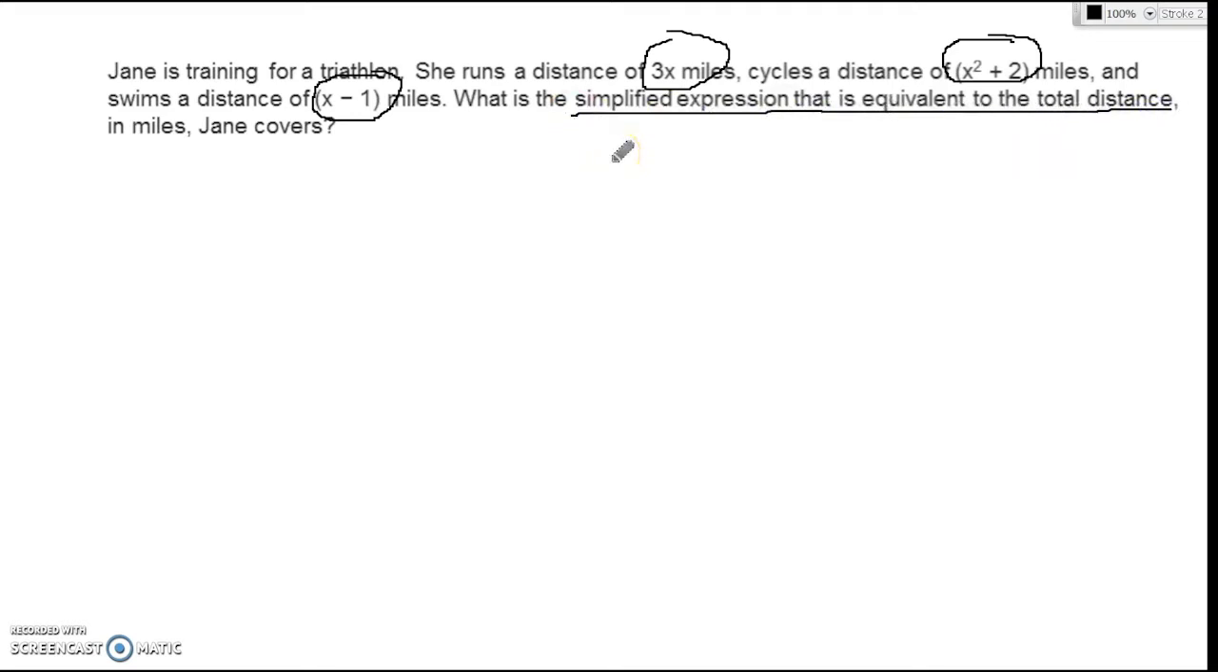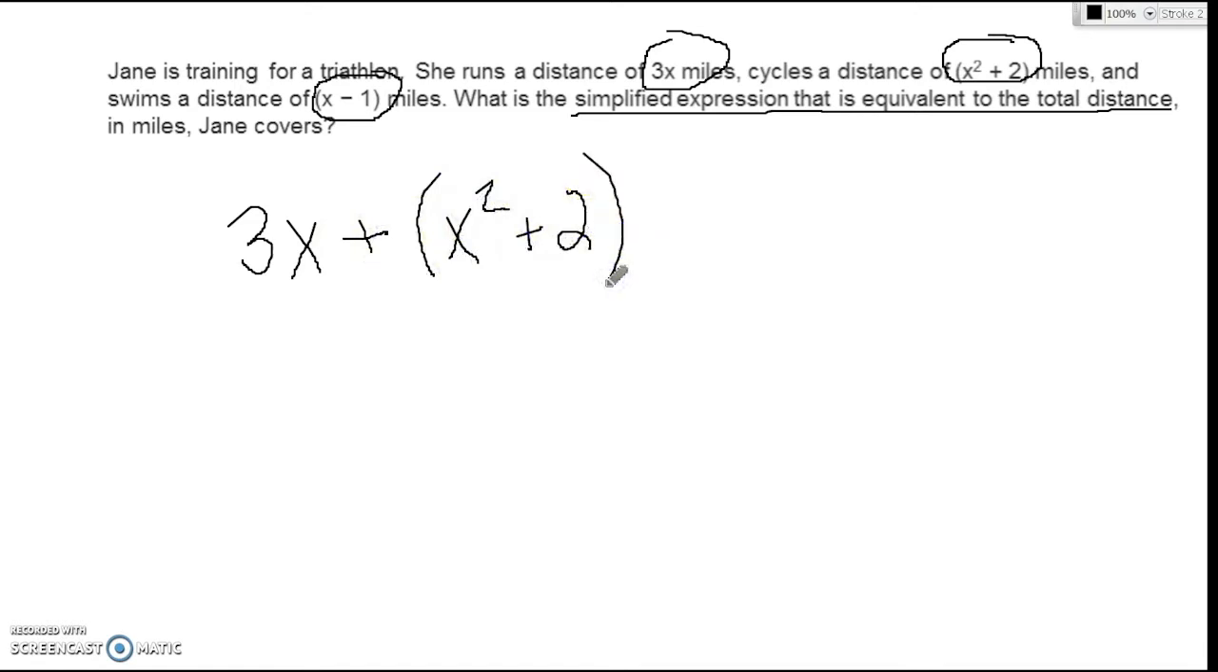Okay, so they want us to figure out the expression here. So we know she runs 3x miles plus she cycles x squared plus 2 plus she swims x minus 1. Now here is our expression, but we have parentheses in there. We have a lot of them, and we do have some like terms that we can combine, so we do need to go ahead and take this a step further. So I'm going to rewrite this by dropping my parentheses, because when we're adding, that's all we have to do. Drop the parentheses and combine like terms.